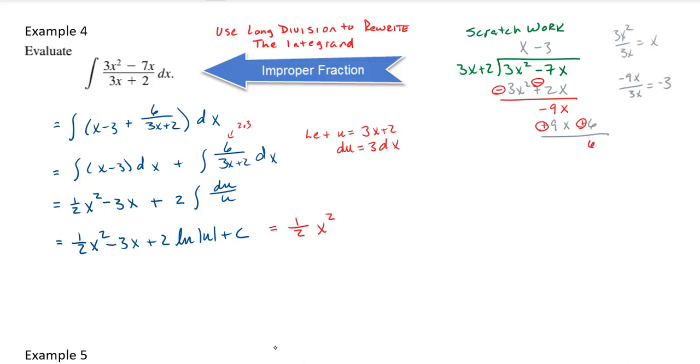So that's going to give us 1/2 x squared minus 3x plus 2 times the natural log of 3x plus 2 plus c. Do not forget the plus c. If you do, I'll take off a point.